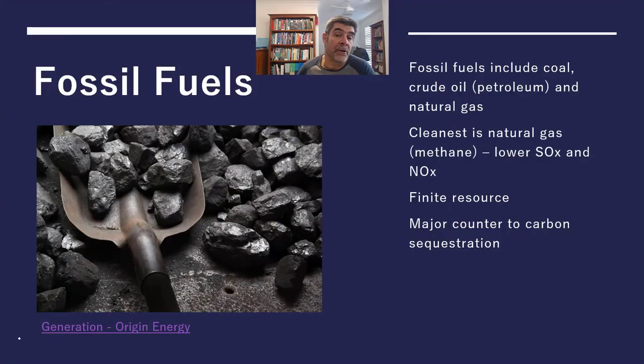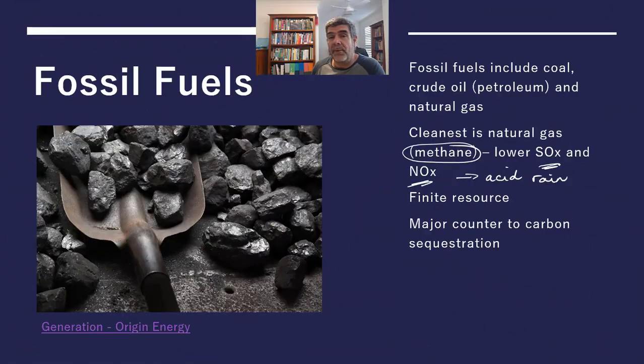Fossil fuels include coal, crude oil or petroleum, and natural gas. Of these three different types of fossil fuels, the cleanest is natural gas. And this is because it is primarily made of methane. The consequence of that is that we get less emissions of sulfur oxides and nitrogen oxides, and these are the ones that can often lead to additional complications such as acid rain.